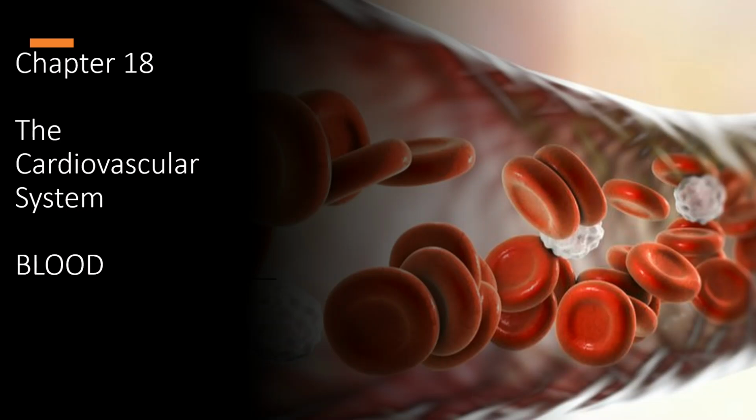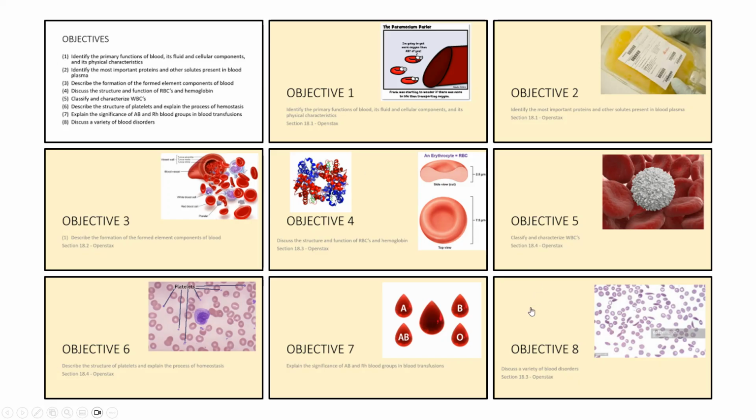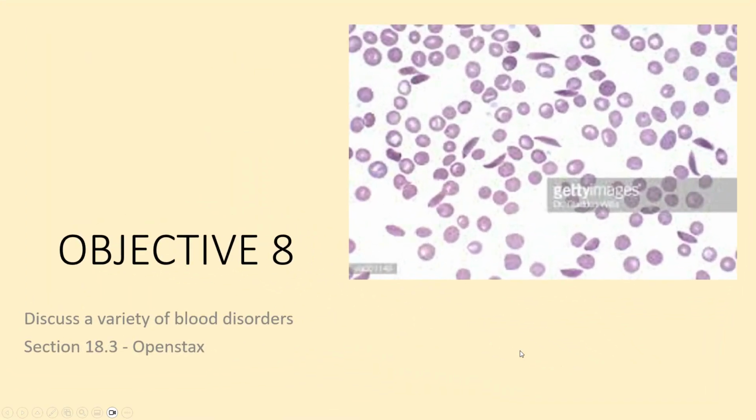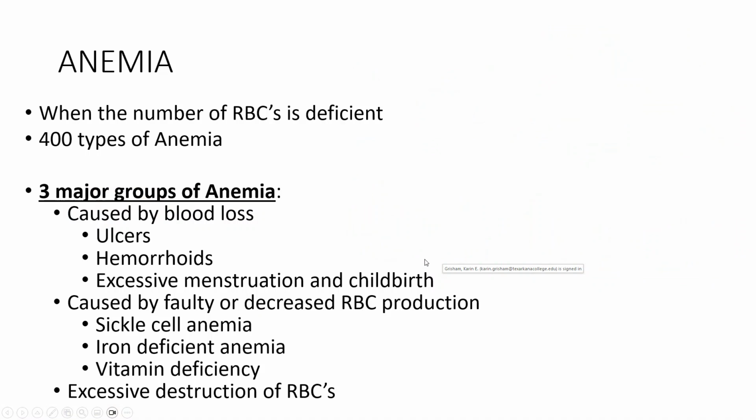In this video, we're going to take a look at Chapter 18, Objective 8. In Objective 8, we're going to look at the different blood disorders that are going to be on your test. There's a lot more than what we're going to go over. So the first one we're going to talk about is anemia.